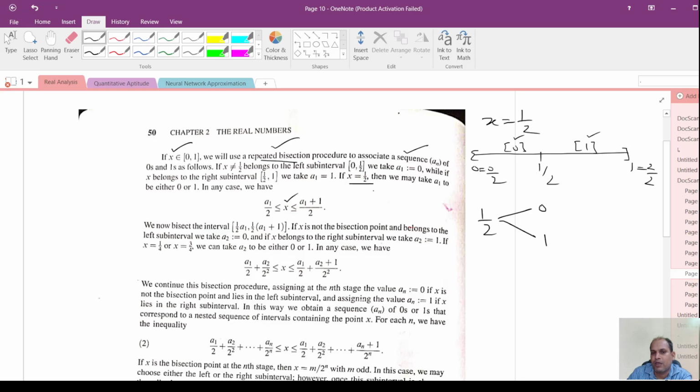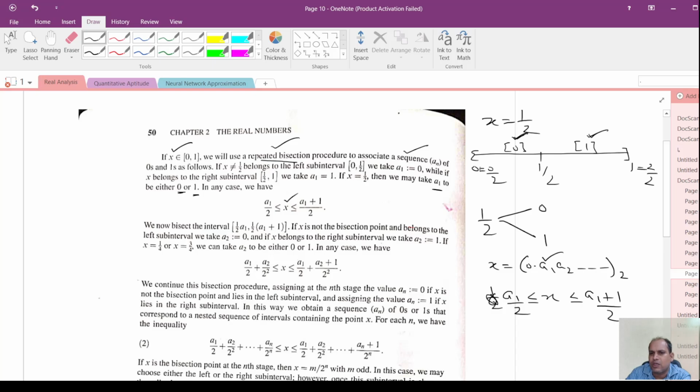So, that is what is written here, that if x equal to half is the boundary point in the bisection procedure, then we may take a1 to be equal to 0 or 1. See, we are writing x as 0.a1 a2 and so on in binary form, where each digit a1, a2 is either 0 or 1. So, this first digit is obtained by dividing into 2 equal parts. If x equals half, then x will be enclosed in between closed intervals: a1 by 2 is less than or equal to x, which is less than or equal to (a1 plus 1) by 2.